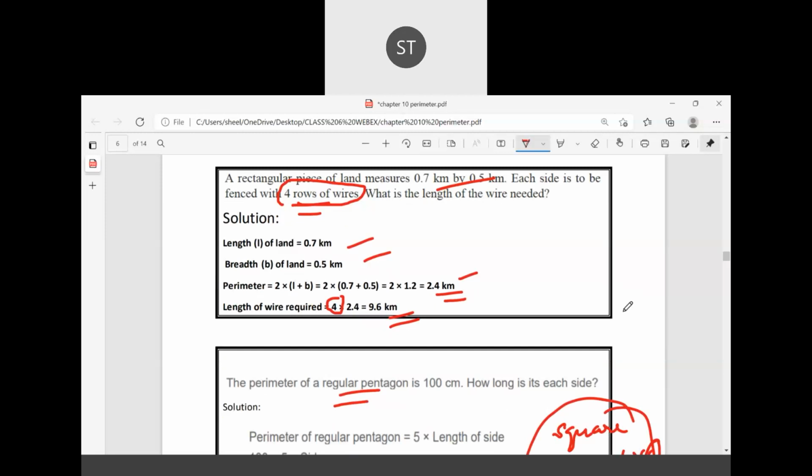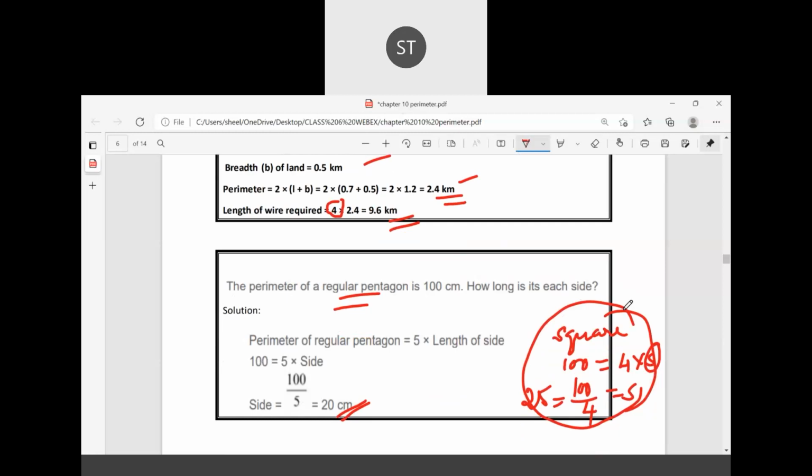Next, the perimeter of the regular pentagon is given, how long is each side? So side should be calculated. So the perimeter should be divided by the number of sides. So 100 should be divided by 5. So what is the answer for the side? 20 meter only. In the previous question, perimeter was asked to calculate. Now the length of the side is asked. So 100 by 5 is equal to 20 only.